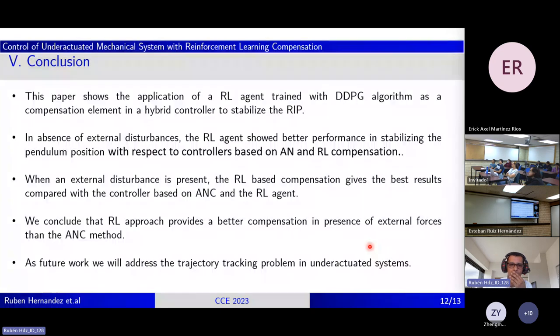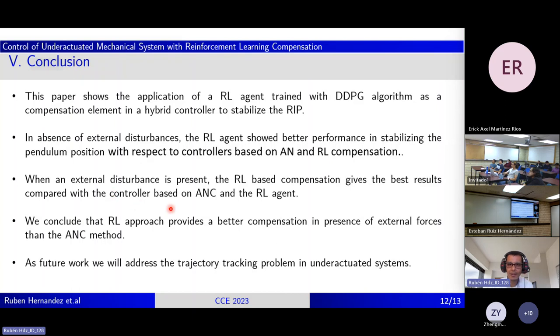In conclusion, this paper shows the application of a reinforcement learning agent trained with the deterministic policy gradient algorithm as a compensation element in a hybrid controller to stabilize the rotary inverted pendulum. In the absence of external disturbances, the reinforcement learning agent showed better performance in stabilizing the pendulum position with respect to the controllers based on adaptive network compensation and reinforcement learning compensation.